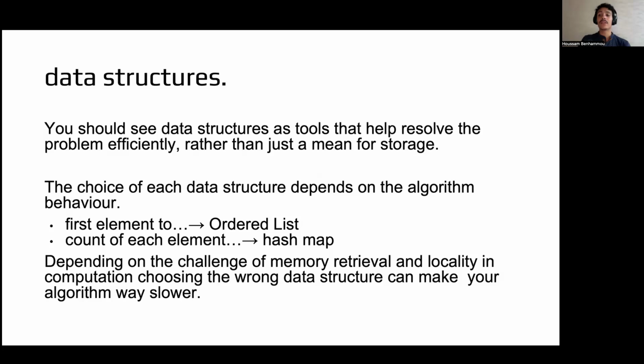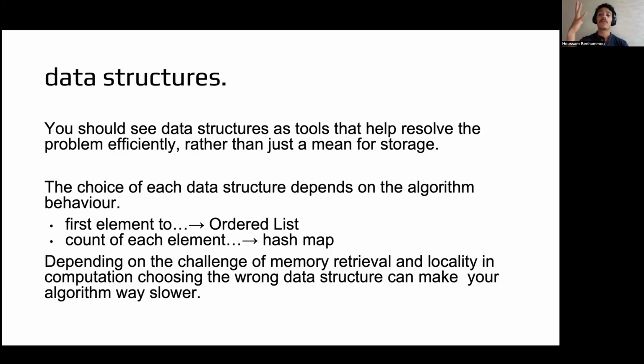And the choice of each data structure can change the behavior of your algorithm. For example, you cannot use the same data structure that performs really well in one algorithm on another algorithm that behaves differently, because that won't make it work as efficiently as you expect. Each data structure has its own weaknesses and strengths.